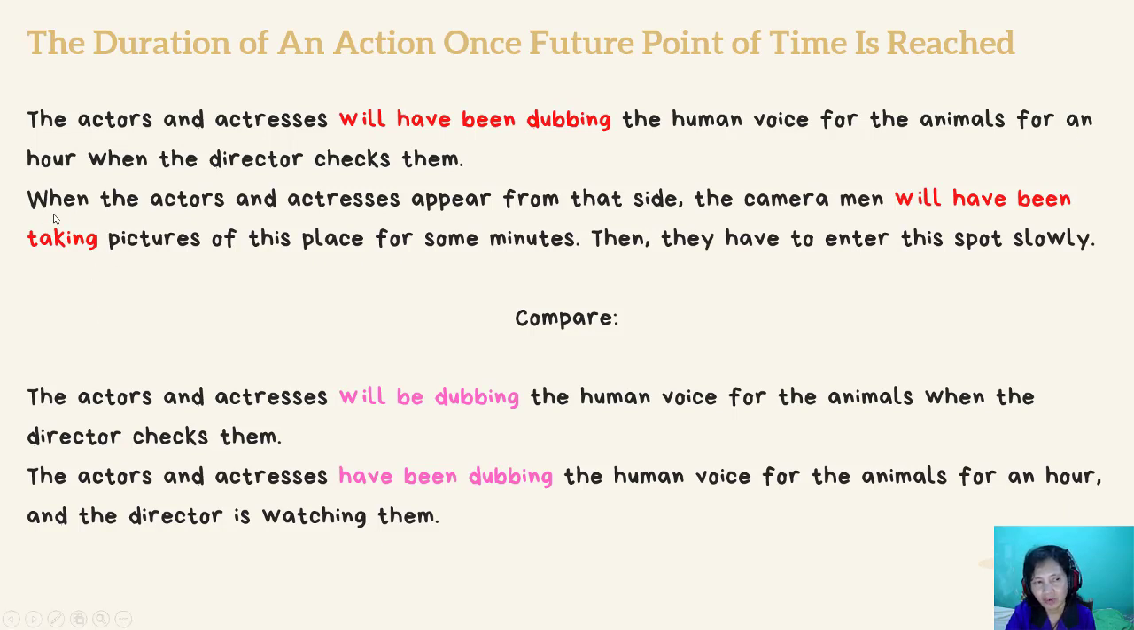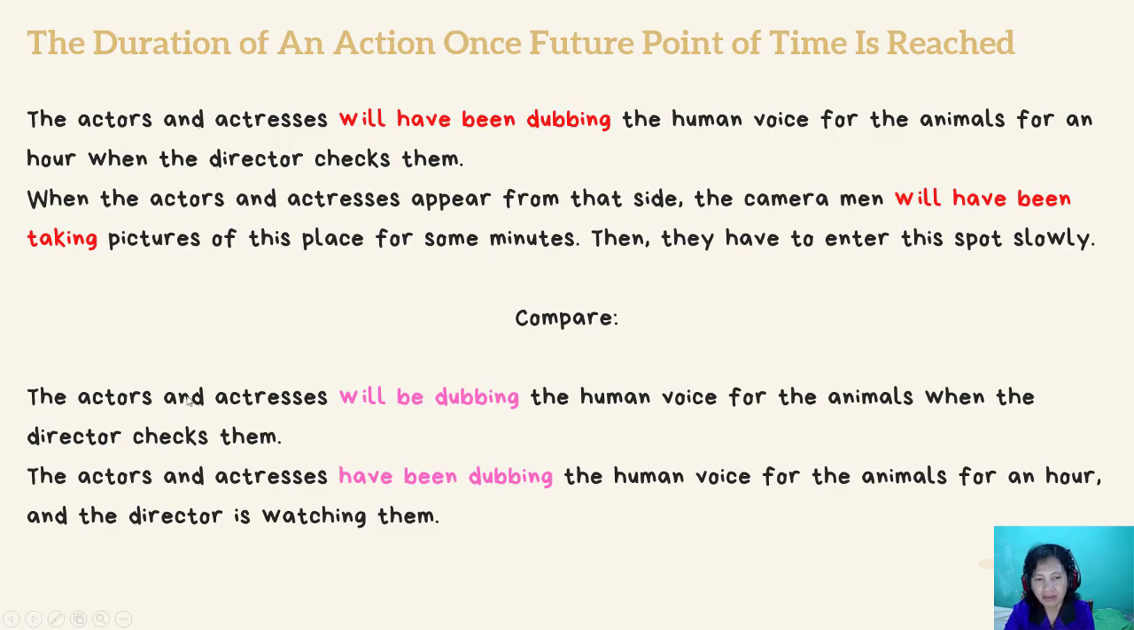The same as this. When the actors and actresses appear from that side, the cameraman will have been taking pictures of this place for some minutes. Then they have to enter this spot slowly for some minutes. This is the duration.